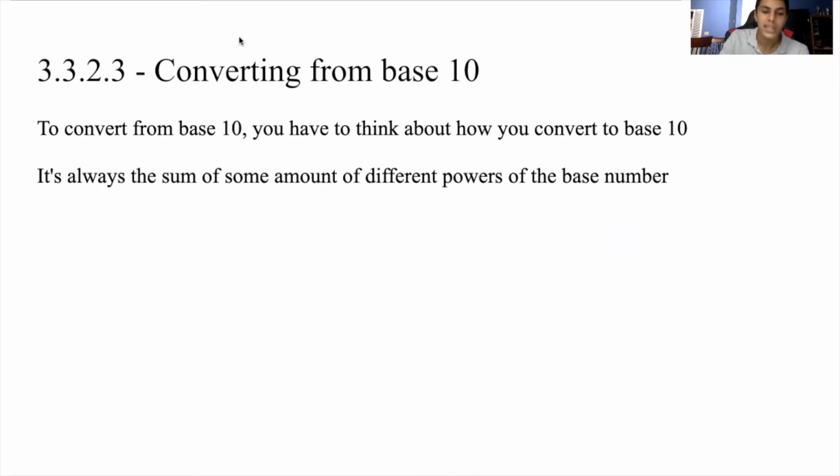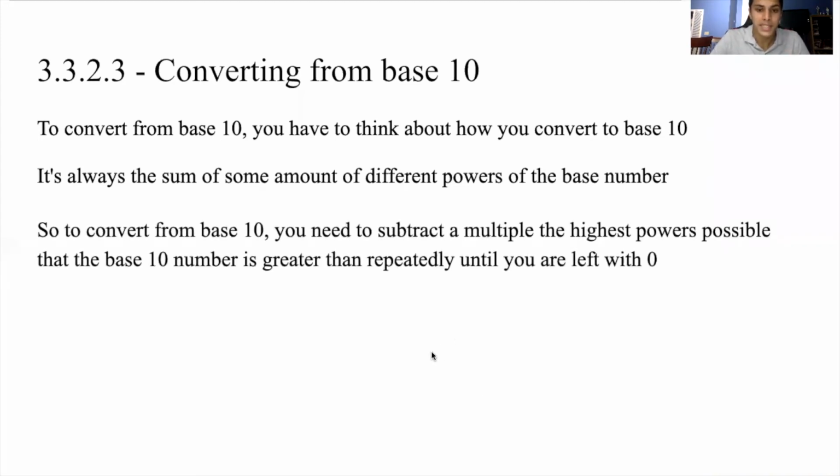Now, why am I telling you this? Because basically you have to reverse that when you convert from base 10 to some base. So to convert from base 10 then, you need to subtract a multiple of the highest powers possible that the base 10 number is greater than repeatedly until you are left with 0. Now, that's really confusing because it's hard to explain this in words. So I thought I would explain it through a few examples.